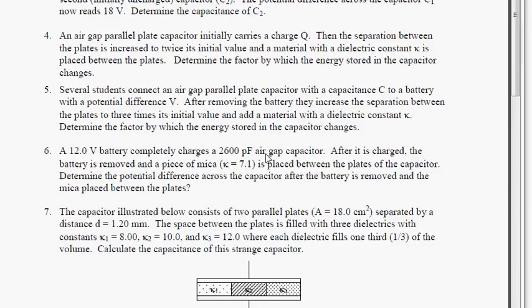Okay, so for number 4, we have this air gap parallel plate capacitor, initially with a charge of Q, and then we double the separation between the plates and shove a dielectric in there, and we want to determine the factor by which the energy stored in the capacitor changes. And the implied situation here is that this is not hooked up to a power source.